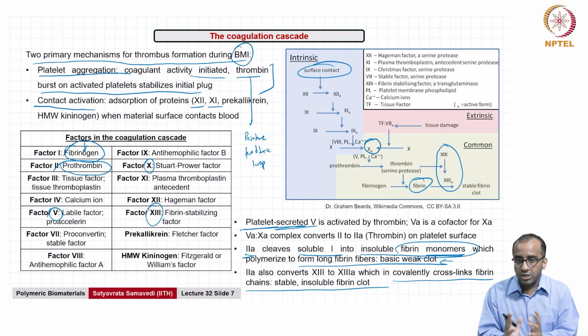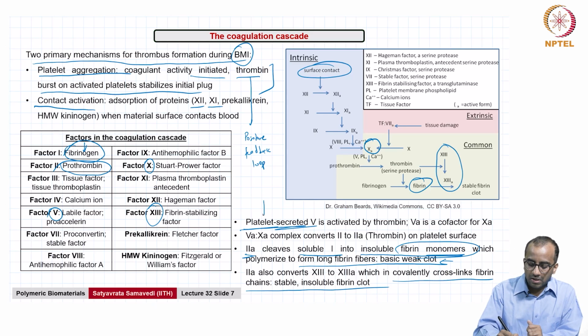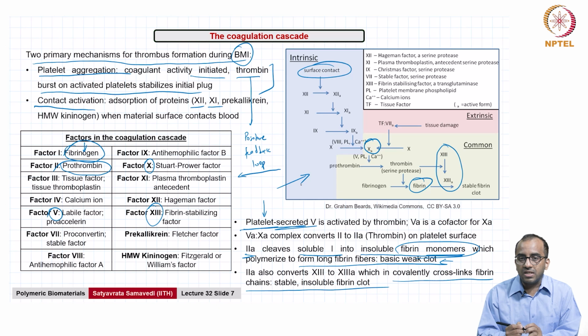So, in this one slide we have been able to capture some key aspects, and what I would encourage you to do is connect the factors mentioned here to the factors mentioned in this table to the key steps involved in the blood coagulation cascade. So, this should give you a sense of how platelet activation eventually results in the formation of a clot.